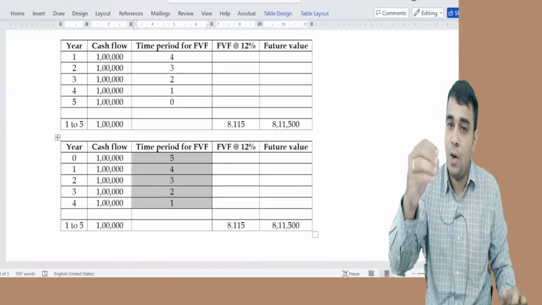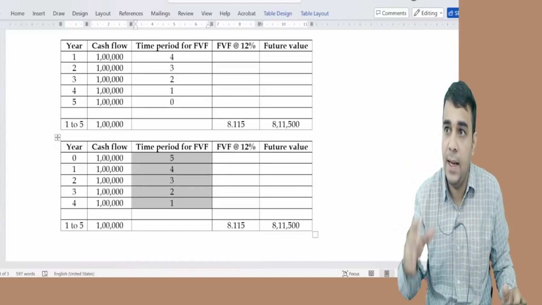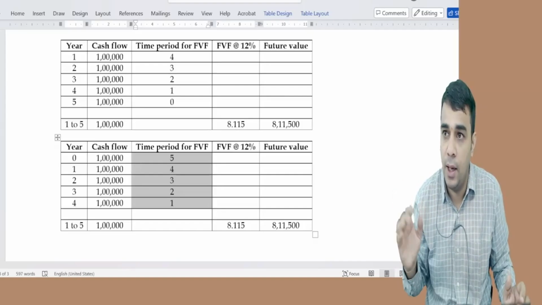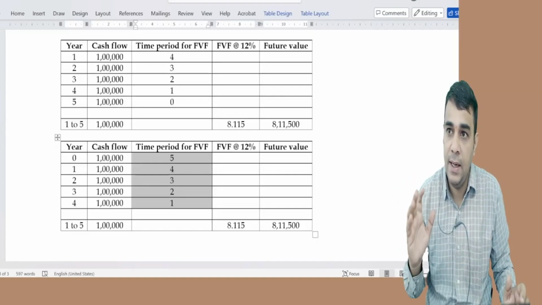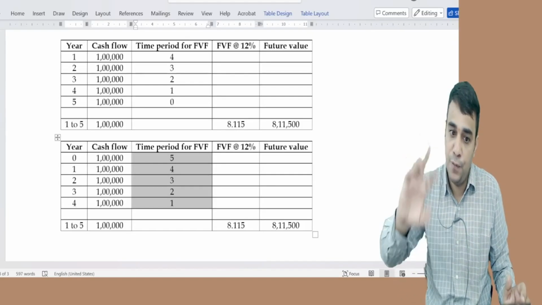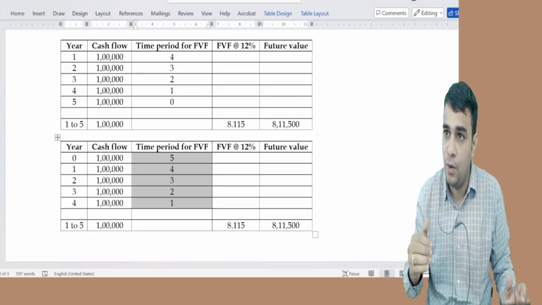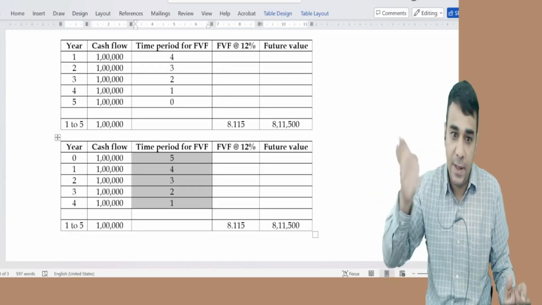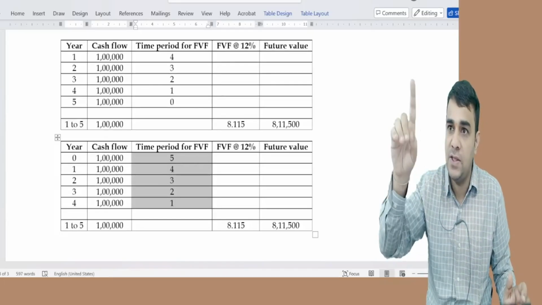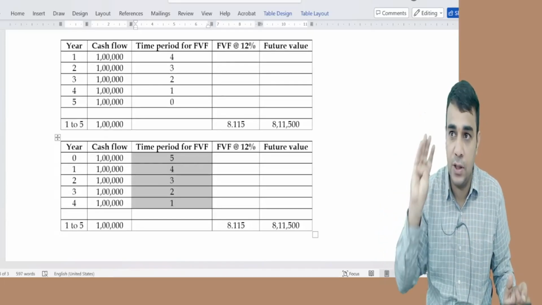Regular 1, 2, 3, 4, 5. Immediate 0, 1, 2, 3, 4. For future value, regular is 4, 3, 2, 1, 0 and immediate is 5, 4, 3, 2, 1. Present value 1, 2, 3, 4, 5 means discount for the first year, second year, third year, fourth year, fifth year.